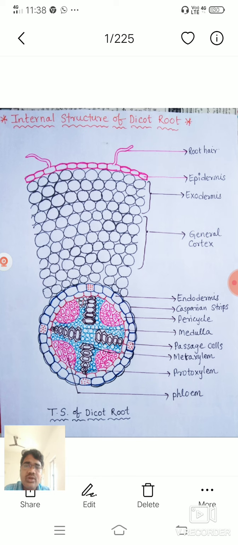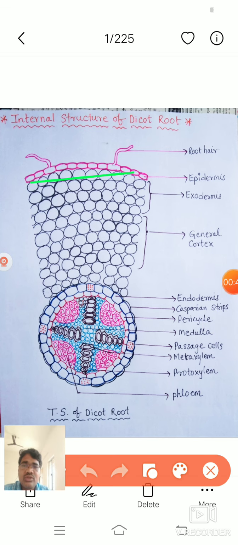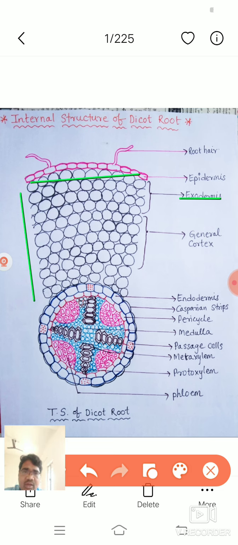The outermost covering part is called epidermis. The middle portion is called cortex. The cortex is again differentiated into three regions: exodermis, general cortex, and endodermis. Next, the innermost region is called stele.